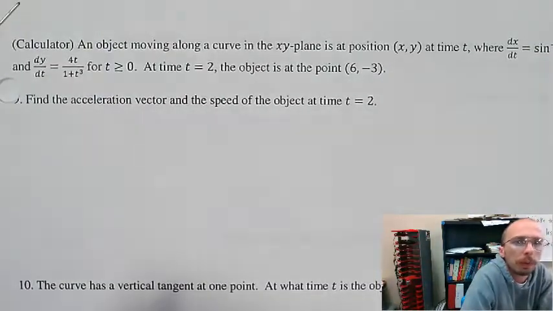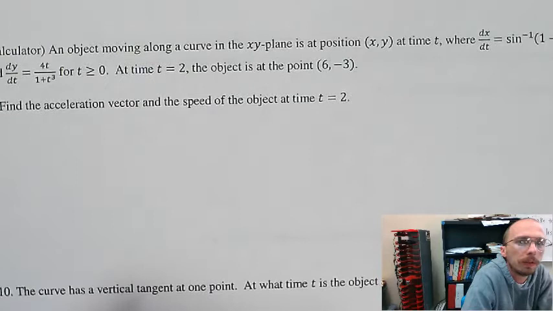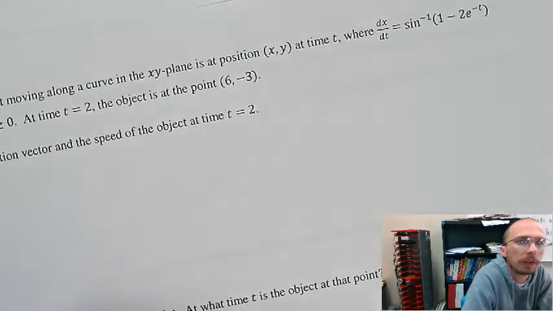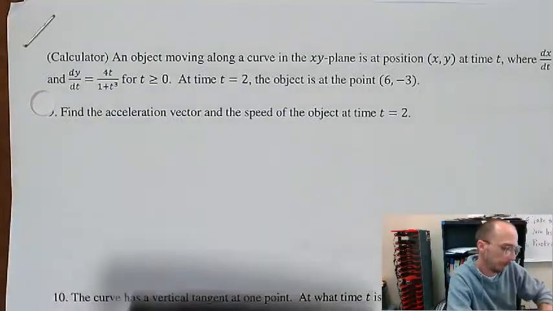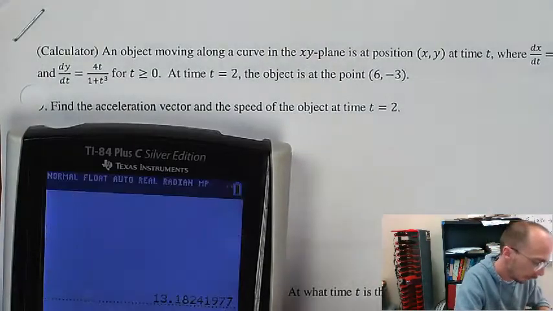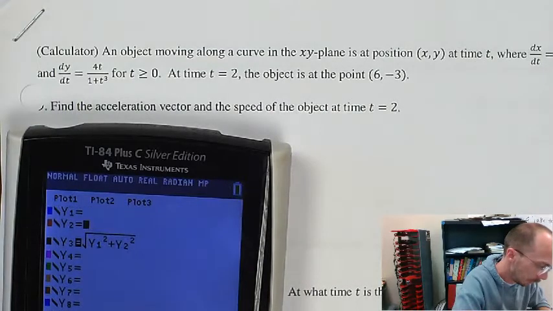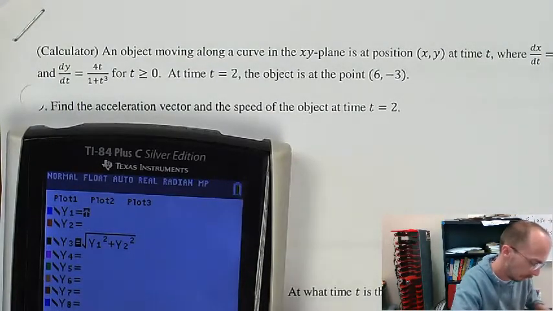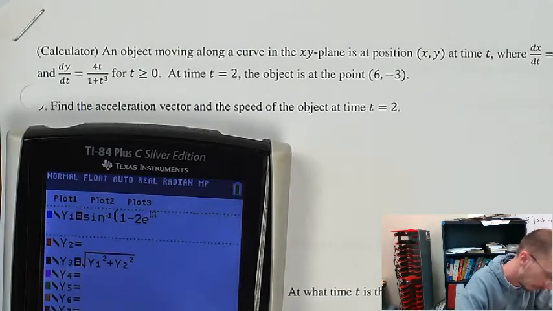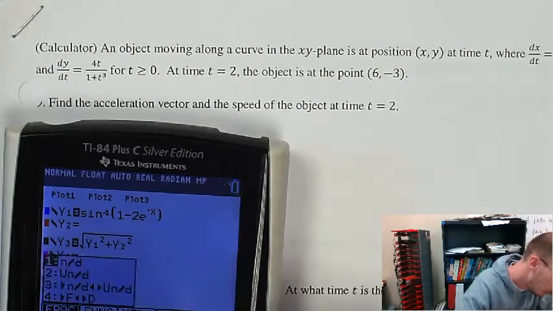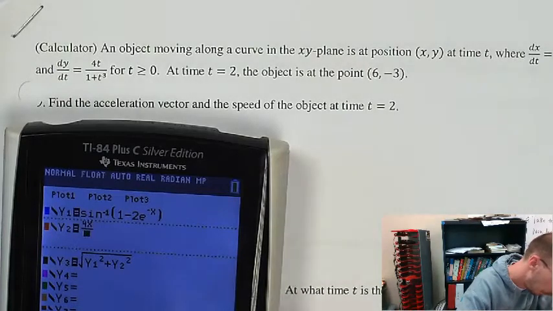Object moving along a curve in the xy plane is at xy at time t with, oh my, that's quite a function there. Arc sine of 1 minus 2e to the negative t. Okay. All right, we can do that. Definitely going to be wanting to plug dx dt into y1 and dy dt into y2. All right, so arc sine of 1 minus 2e to the negative t. All right, and dy dt is 4t over 1 plus t to the 3.